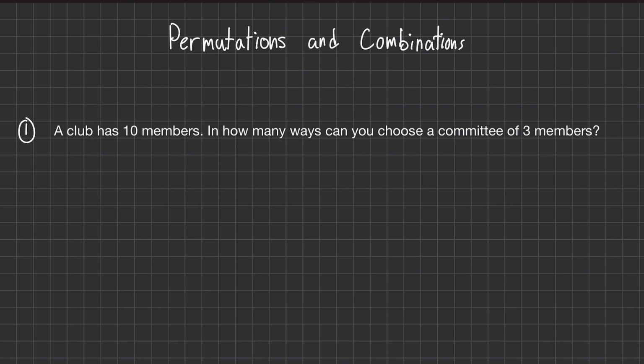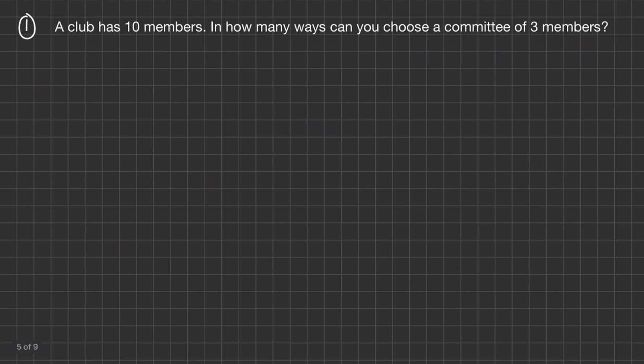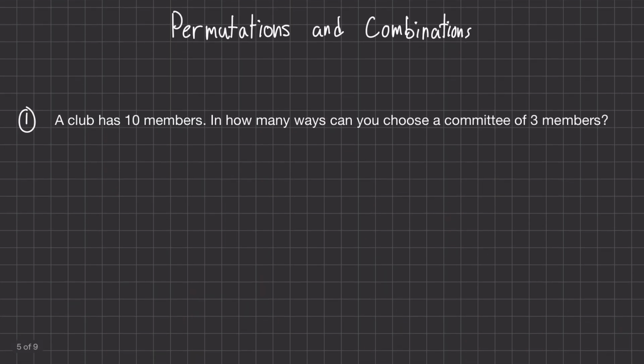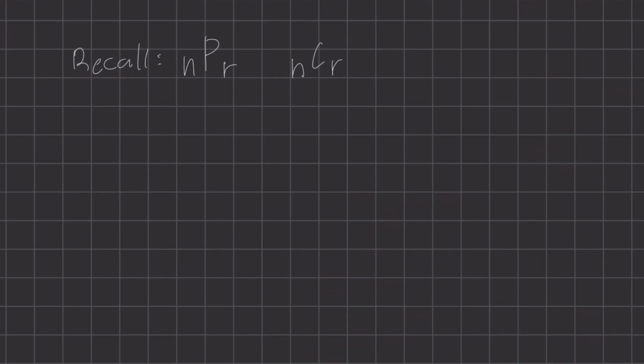In this video, we'll be going over 5 questions in increasing difficulty involving permutations and combinations. Before we go over any of these questions, let's recall a few things. We're going to need 2 formulas for these questions. First of all, the permutation formula and the combination formula.